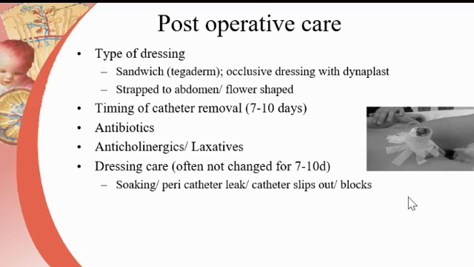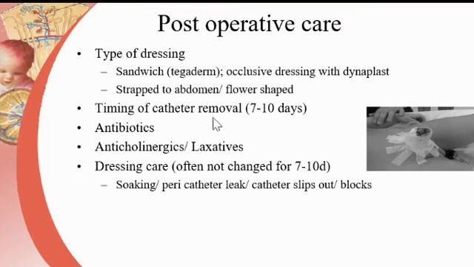Post-operative care: the type of dressing can be a sandwich dressing, like two Tegaderms applied, or an occlusive dressing with a Dynaplast, or something which is strapped to the abdomen like a flower-shaped dressing. It can be with a simple white plaster, or it can be with the Dynaplast. For a distal hypospadias, usually a Tegaderm dressing is enough. For proximal hypospadias, you probably need a proper dressing.